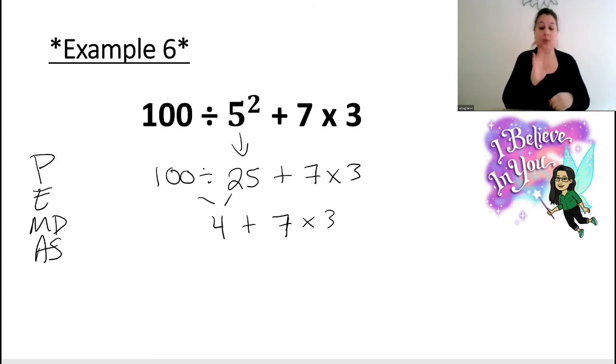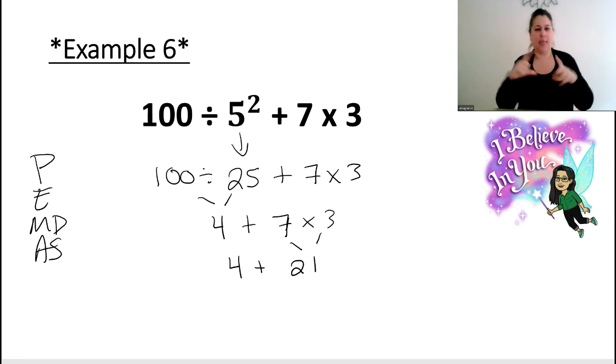All right, any parentheses? Nope. Exponents? Nope. Multiplication or division? Multiplication. Okay, so 7 times 3 made 21, and then I just have addition left, and that makes 25. All right, next slide.